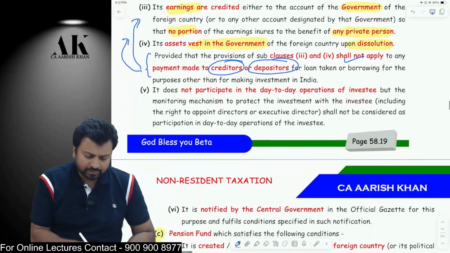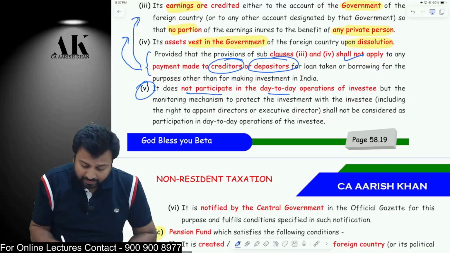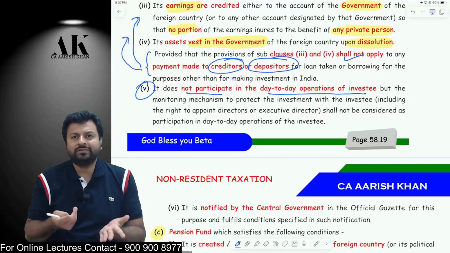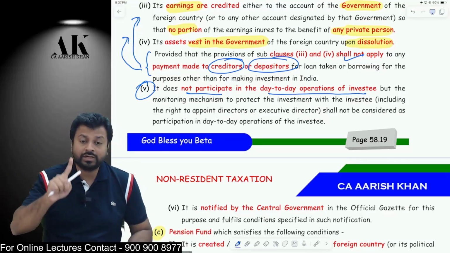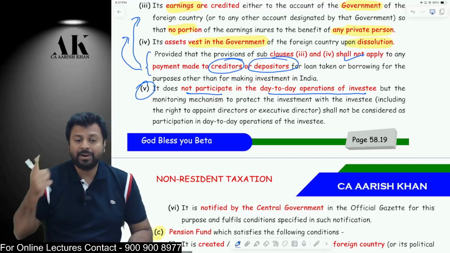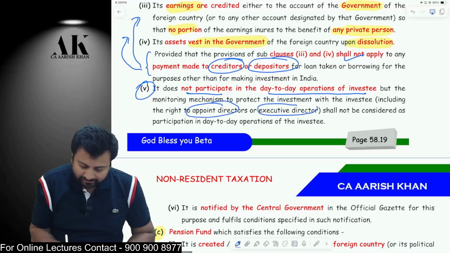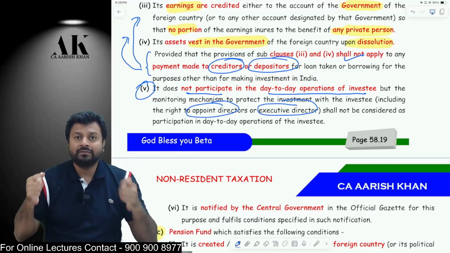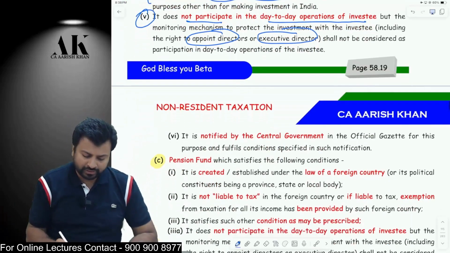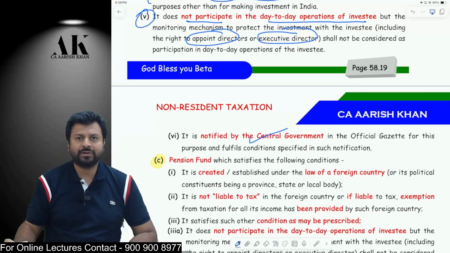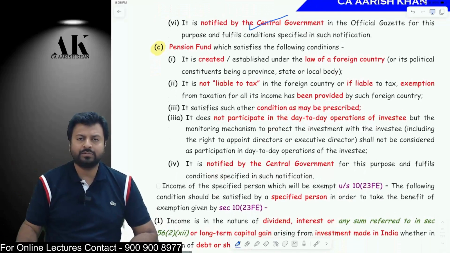Next, condition number 5: that foreign wealth fund should not participate in the day-to-day operations of the investee. Who is an investee? An investee is an entity in which they are investing. So they should not participate in the day-to-day operations of the investee. But to protect their investment, they can definitely appoint directors or executive directors in India, because they are investing such a huge amount in India. They have the right to protect their investments. And last but not least, the central government of India will notify that particular sovereign wealth fund. Then only will it become a specified person. Otherwise, it will not become a specified person.